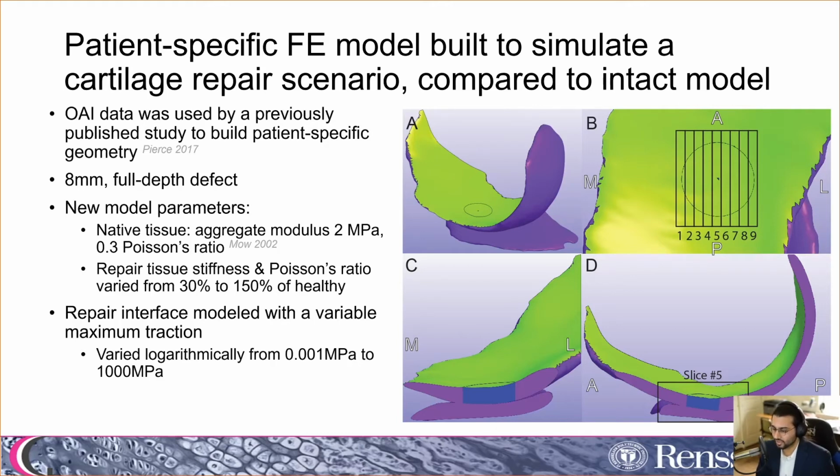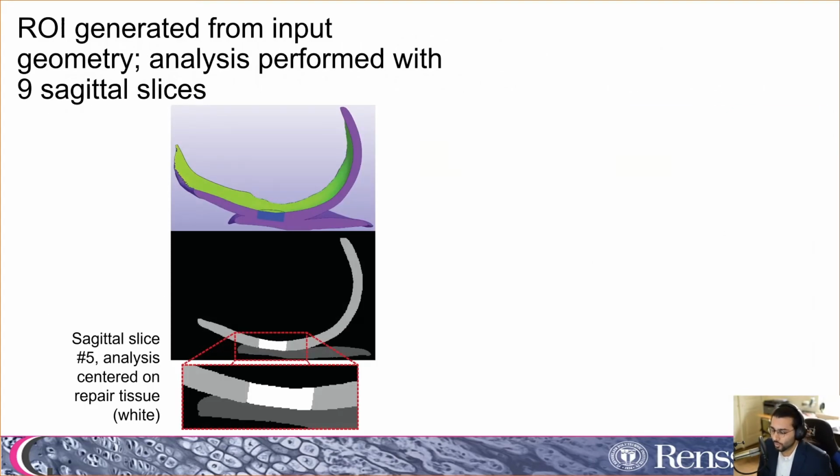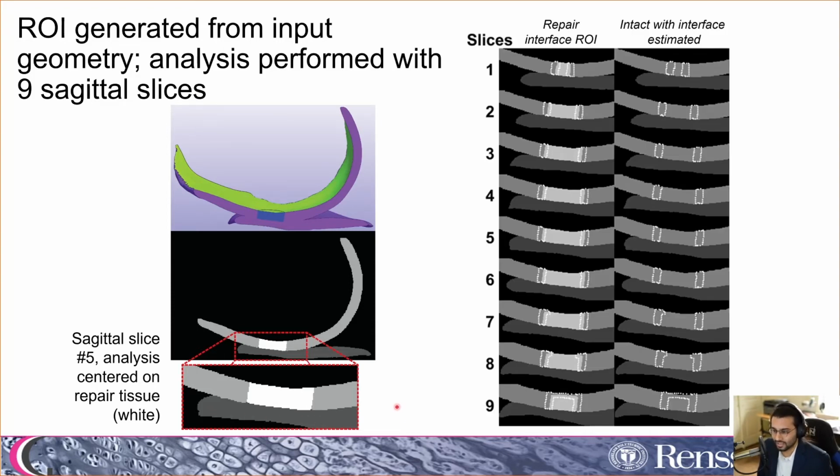The final time points of these models were interpolated, injected with noise, again, to simulate acquisition from an MRI scanner, smoothed, and we compute principal strains. So, when we're actually looking at these, we are looking at the individual slices along this model. So here is the model right here, shown as the fifth sagittal slice. This is the resulting interpolation. You see we have the repair tissue here, femoral tissue, and tibial tissue. And we compute 9 of these slices, or we interpolate 9 of these slices.